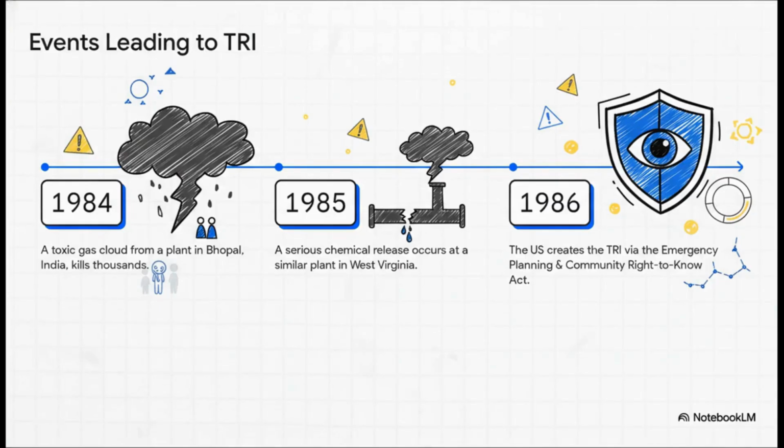It all starts in 1984 with the horrible disaster in Bhopal, India, where thousands died. Then, just 1 year later, something scarily similar happened right here in the US, in West Virginia. These events really shook communities to their core, and people demanded transparency. So the government responded, and in 1986 they created the TRI, giving communities the legal right to know about the chemicals being used near them.